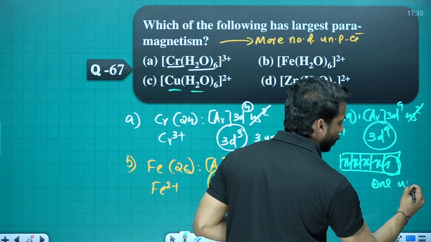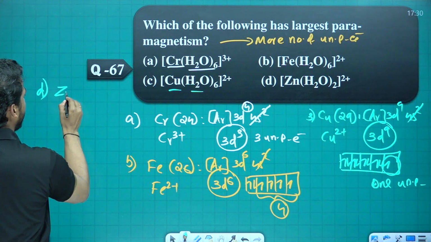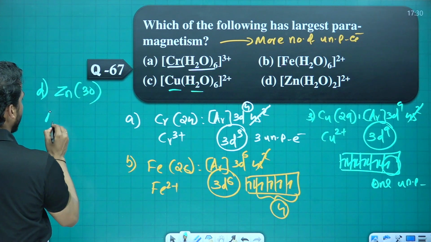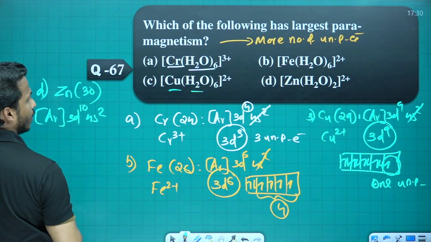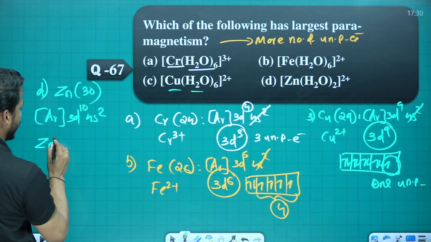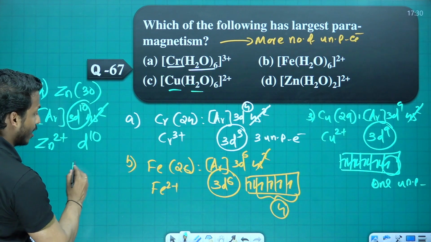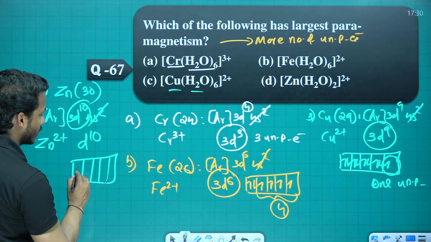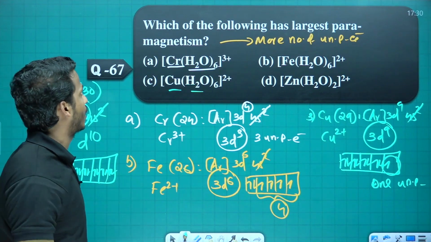And last one is given as D, that is zinc, atomic number is 30. So the configuration is argon 4s2 3d10. Here Zn charge is 2 plus, so Zn 2 plus means these 2 electrons gone. They are all d10. d10 means all the orbitals have 2 electrons. There is no unpaired electron.